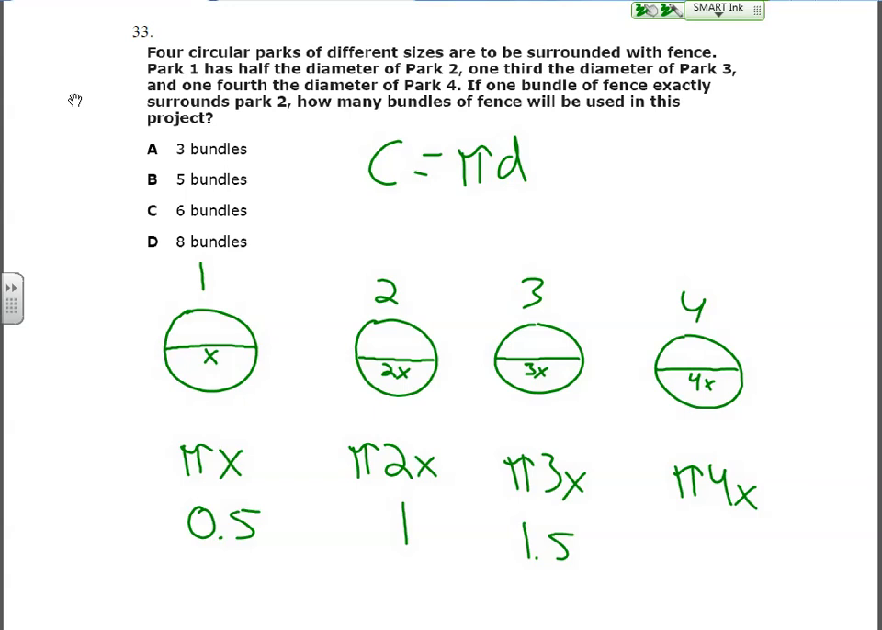2. And we see that relationship here between Parks 2 and 4. Park 4 is just double Park 2, right? Pi times 2x, pi times 4x, pi times 4x is double that. So total looks like we've got 3, 4, 5 bundles, letter B.